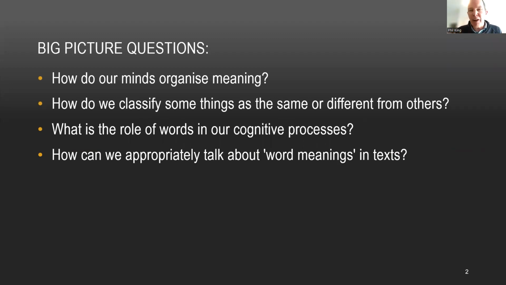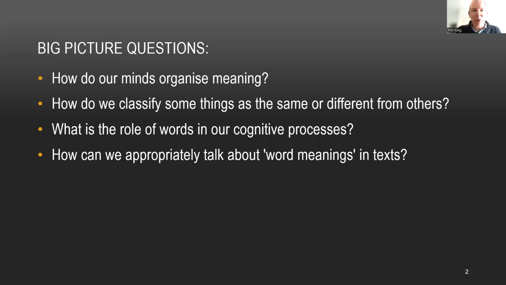How do our minds organize meaning? How do we classify some things as being the same or different from others? This is a question of categorization. What puts some things in one category and not in another category? And what is the role of words in our cognitive processes? Many of those categories are labeled by words.